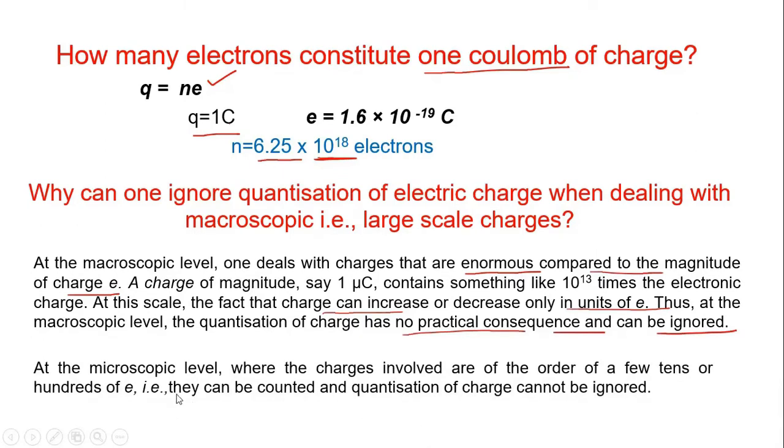Whereas at the microscopic level, where we are dealing with only a few tens or hundreds of electrons, the quantization of charge cannot be ignored. We have to keep on counting the number of electrons. This is all about what is meant by the negligence of the quantization of charge at a macroscopic level.